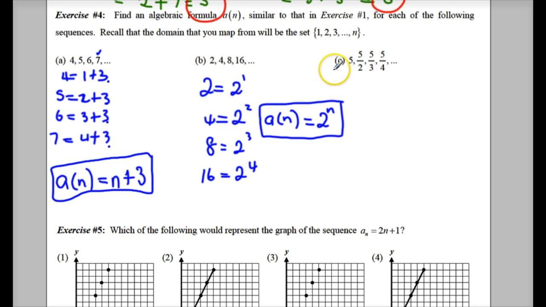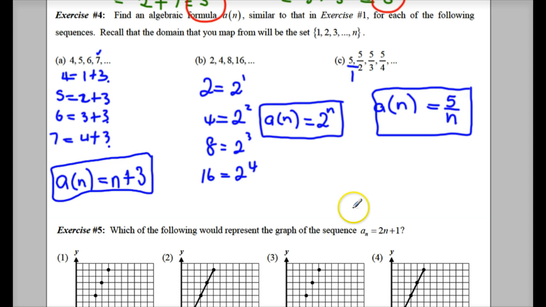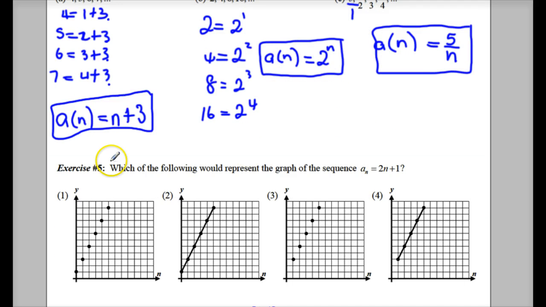The last one says each term is divided by n, because this is the same thing as 5 over 1. So notice that each term is 5 divided by some number n. So this becomes a_n, which is equal to 5 over n. That's it. Last example before you go and practice.